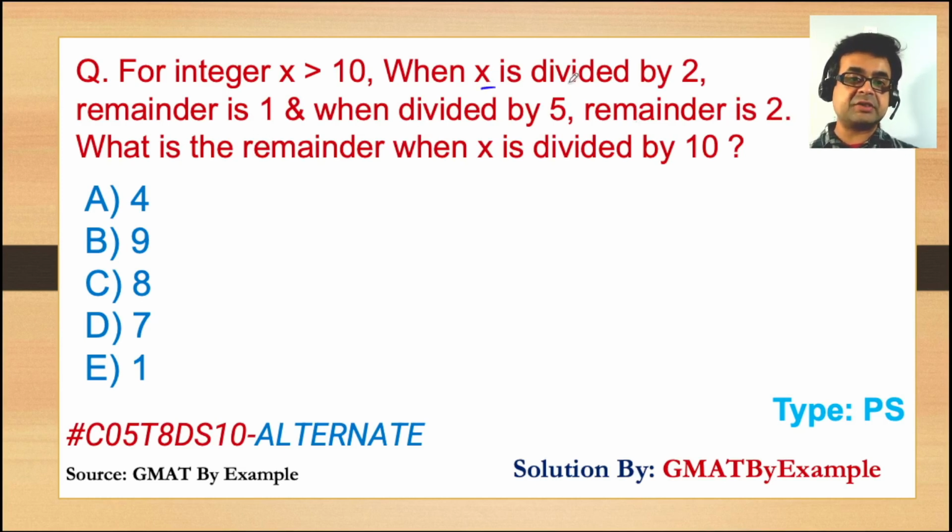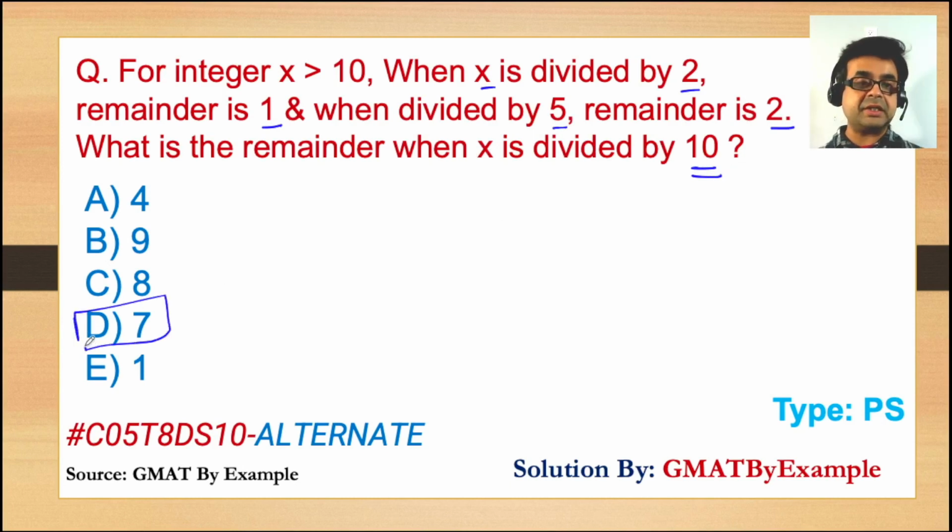I've given when x is divided by 2, my remainder is 1. X is divided by 5, my remainder is 2. And then I'm asked what is the remainder divided by 10. And the answer in this case would be this one, D, 7. I hope you find this video helpful.